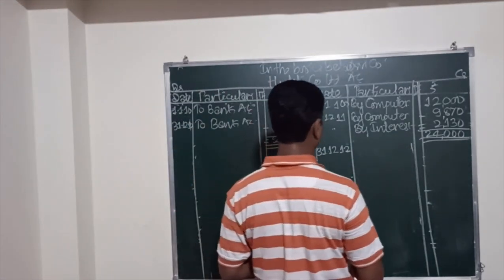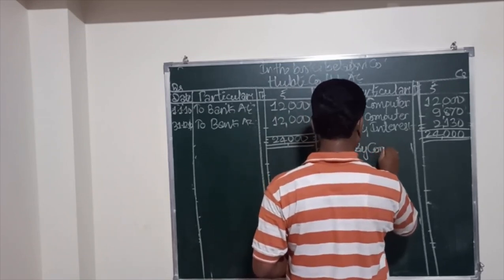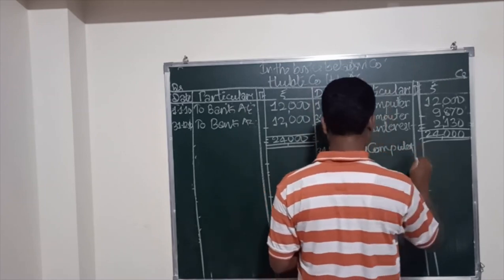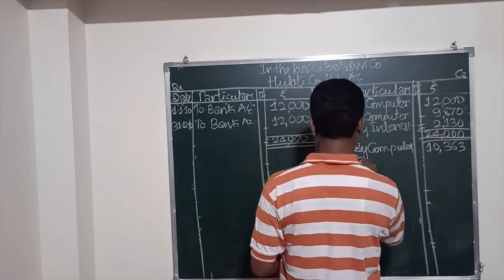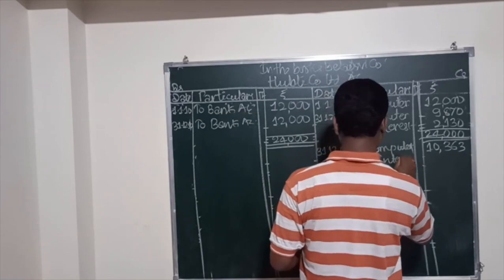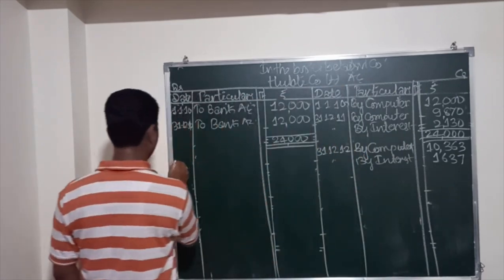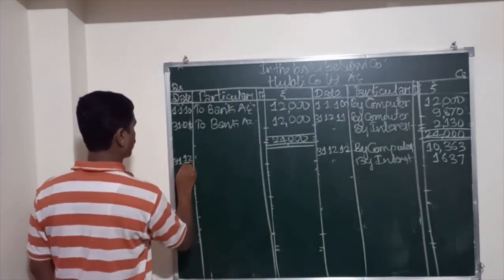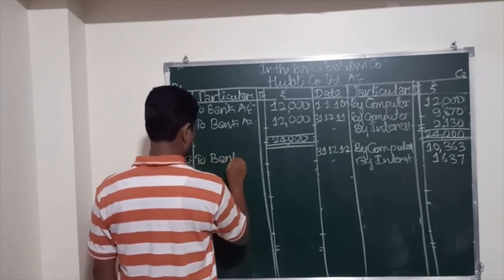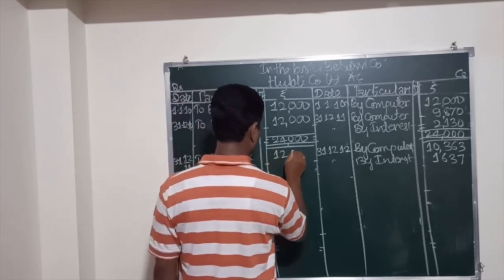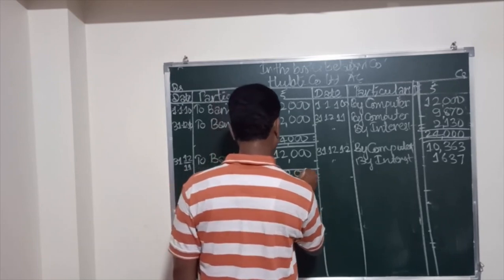Then the entry will be computer account debit, interest account debit to Hubli company. So Hubli company is credited by computer with the principal sum of rupees 10,363. Then by interest on the same day 1,637. So when the second installment is paid on 31/12/2011, then the entry will be Hubli company account debit to bank account. So it is rupees 12,000.